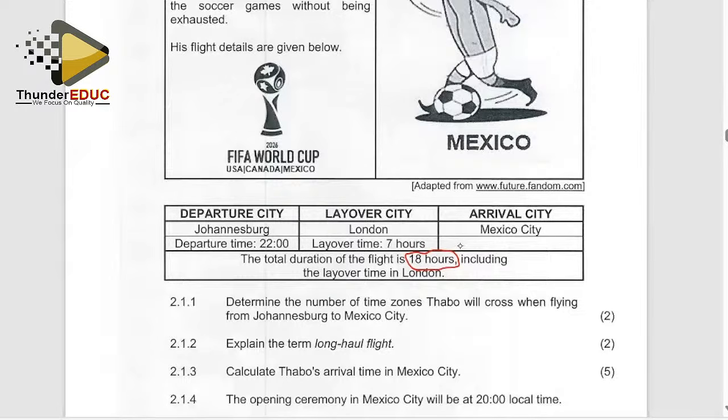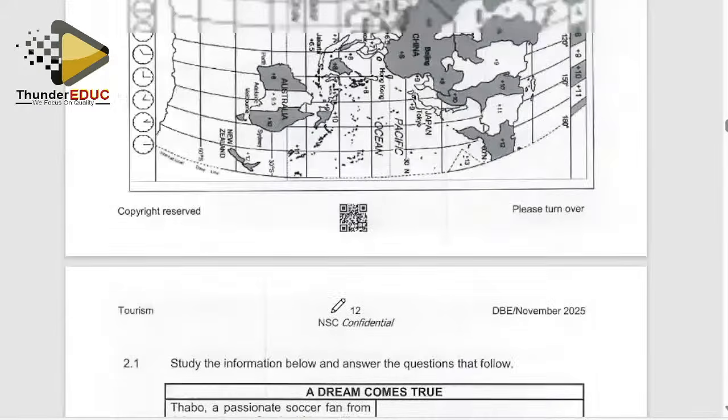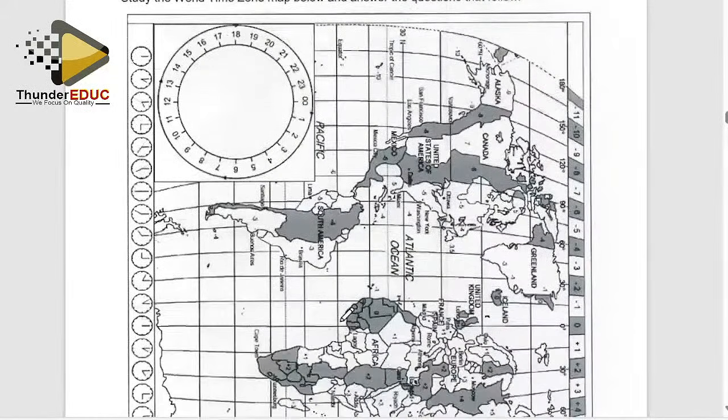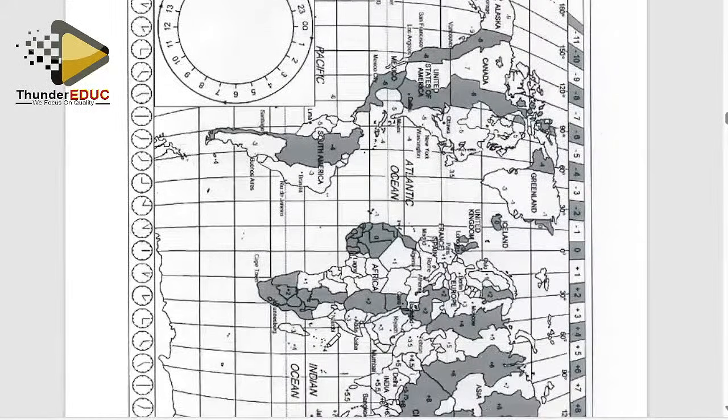So determine the number of time zones Thabo will cross when flying from Johannesburg to Mexico City. To determine the number of time zones, we need to go back to our time zone map. So we are talking about Thabo, who is leaving Johannesburg. This is the time zone for Johannesburg. Then let's identify the time zone for Mexico. The time zone for Mexico City is -6, which we find here.